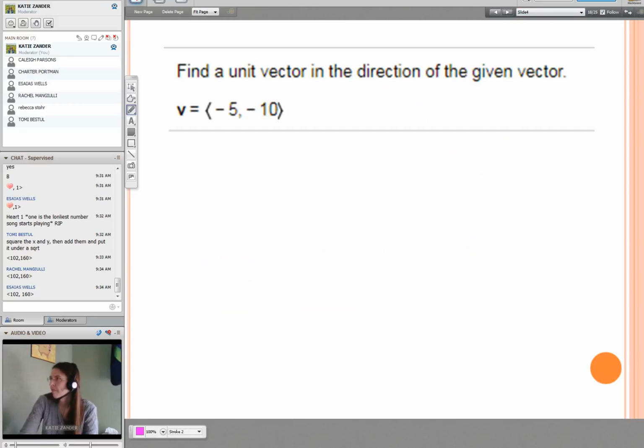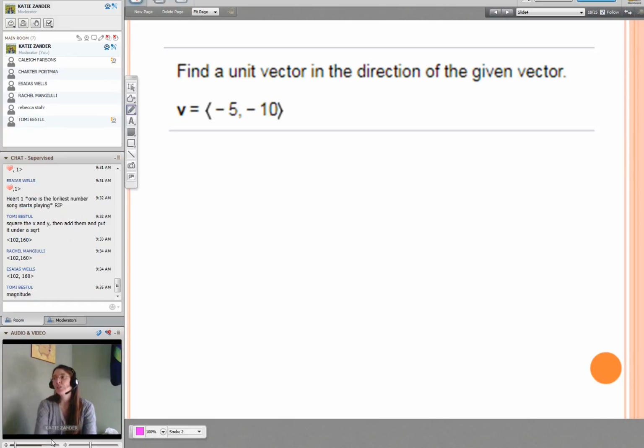Ooh, unit vectors, fun. All right, find a unit vector in the direction of the given vector, -5, -10. All right, so when we're trying to find a unit vector, we need to calculate something first. What do we have to calculate? The magnitude. Yep, we need the magnitude of the vector because essentially we will be multiplying 1 over the magnitude through the vector we're given. So what is the magnitude of this vector?